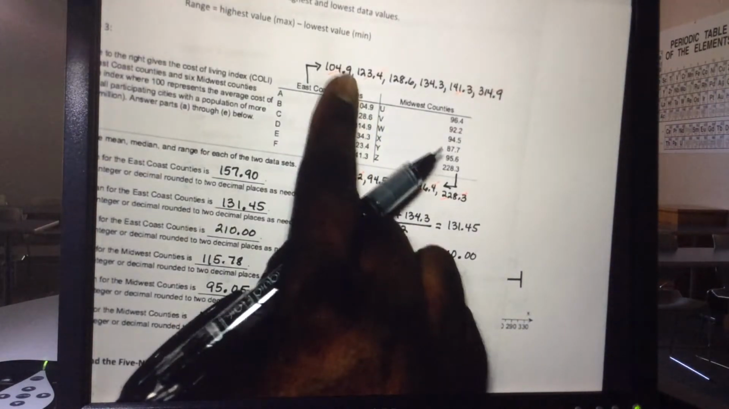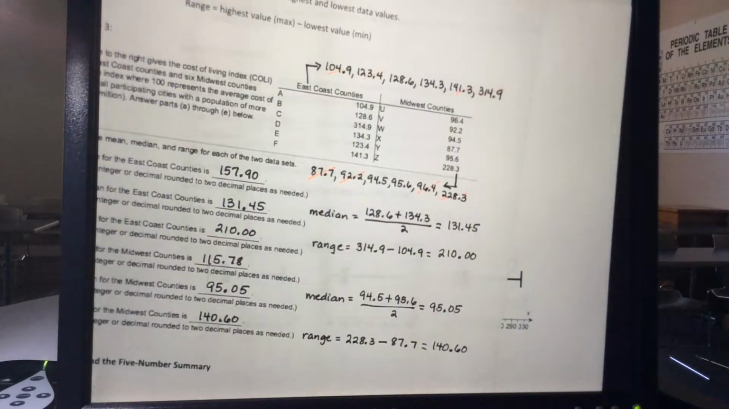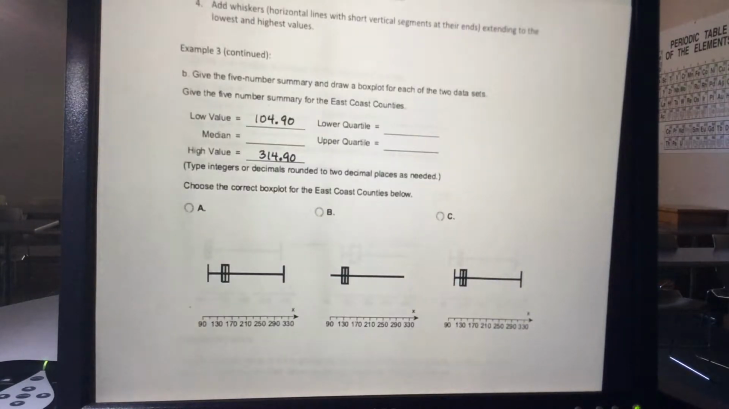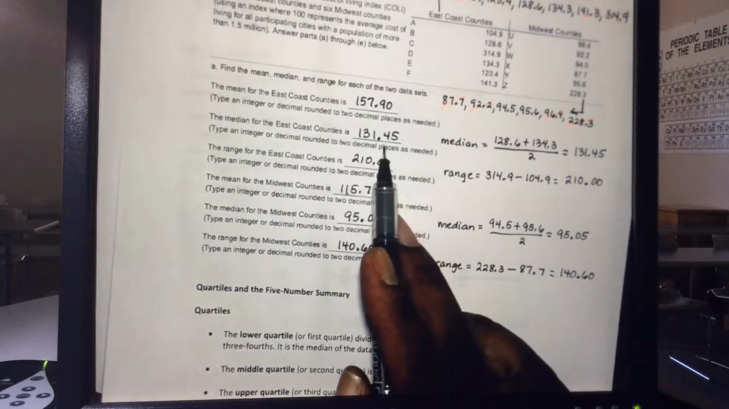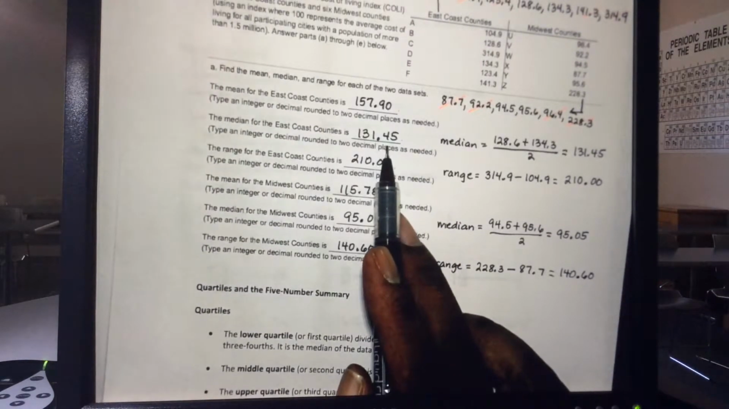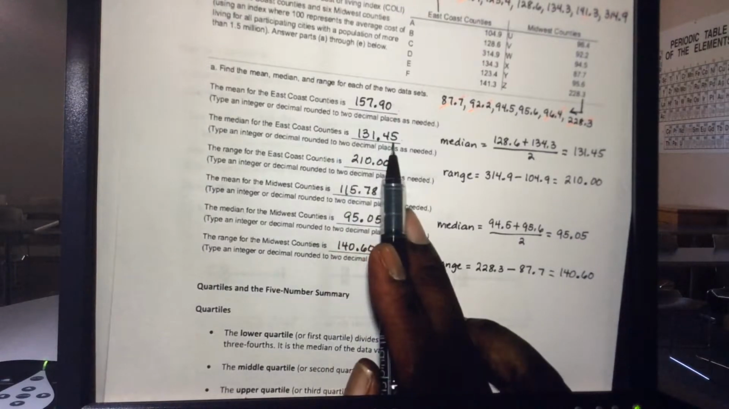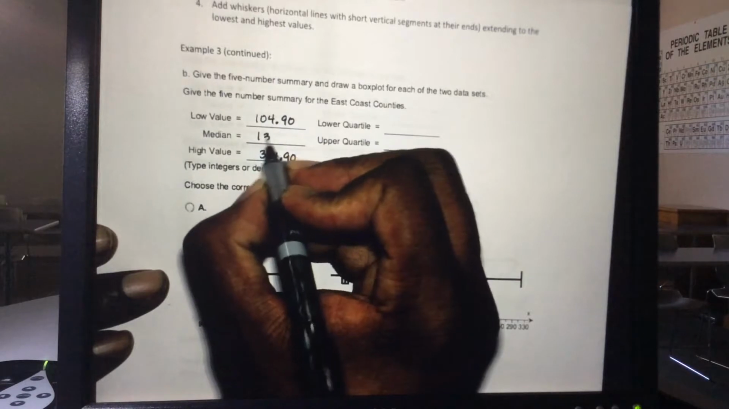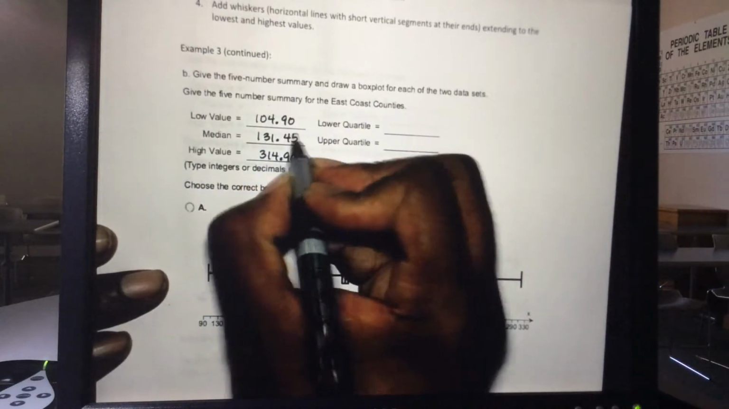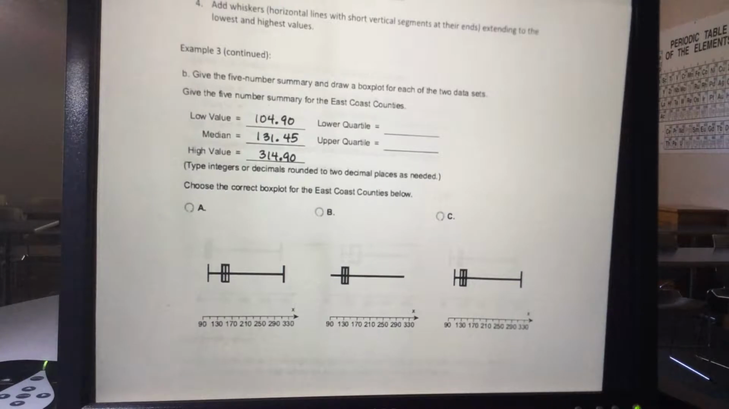Now that's coming from this data set right here, and I've already sorted this out when we did part A of example 3. Also, we can get the median. When we found the median, that was the middle number. For East Coast counties, that median is 131.45. So about 3/5 of the problem we've already done. Now we need the lower and the upper quartile.